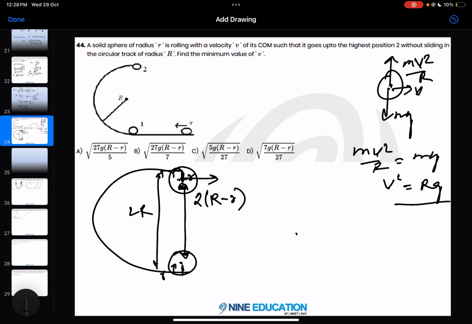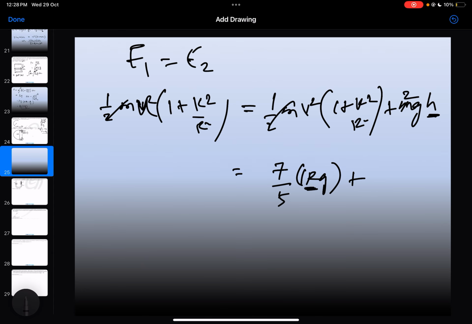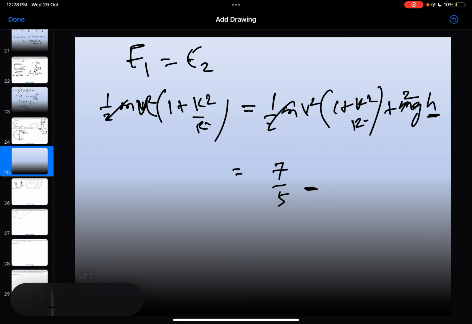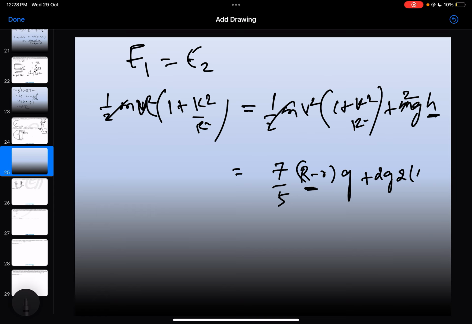Right, when you write mv square by r, this is the radius, so the radius is going to be R minus r, so this will also be R minus r. So 7 by 5, v square is R minus r into g, plus 2 into g into 2 capital R minus small r, and this will be u square into 7 by 5.